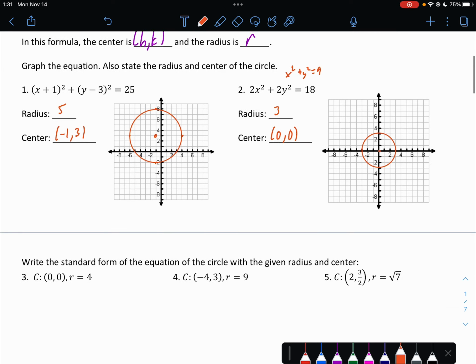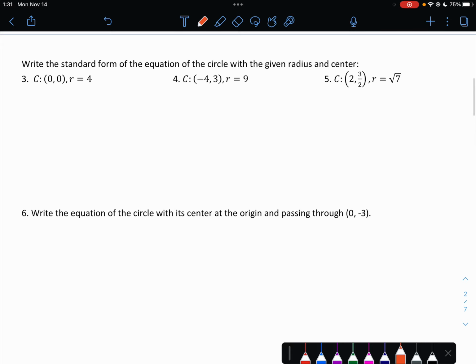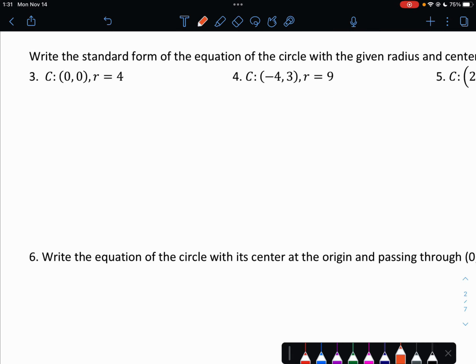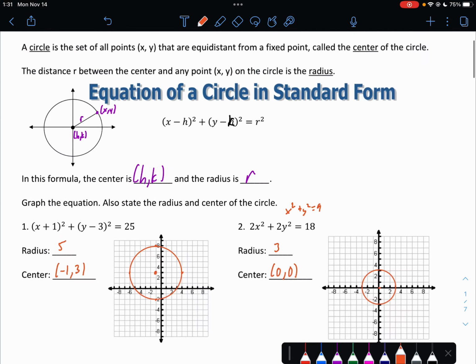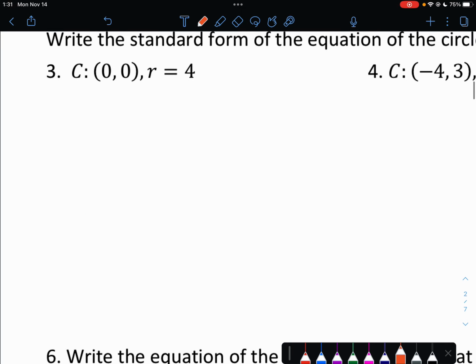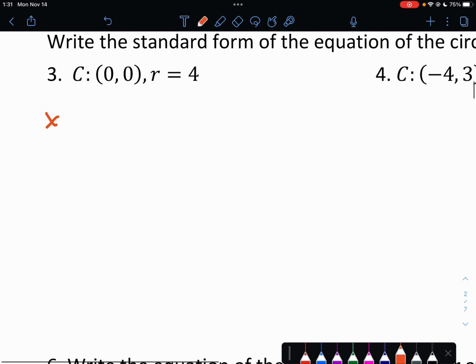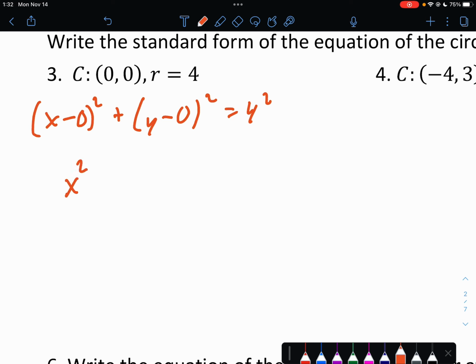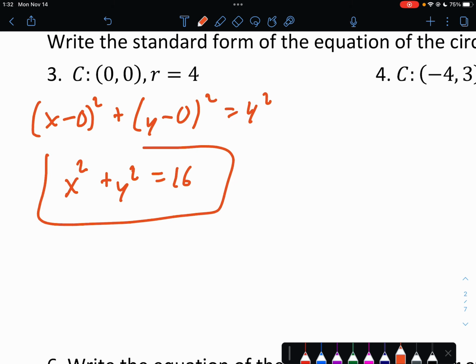All right, so now we're going to start writing equations of circles. So we're going to use this form right here, but we will get these numbers and put them in there. So it's x minus 0 squared plus y minus 0 squared equals 4 squared. Obviously, I don't want you leaving your answer like this. So x squared plus y squared equals 16 would be our answer.